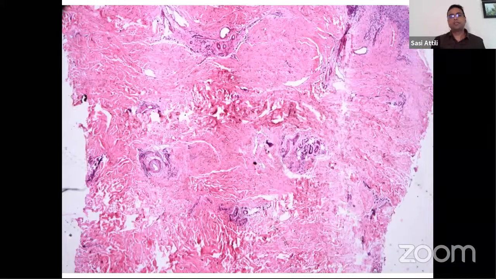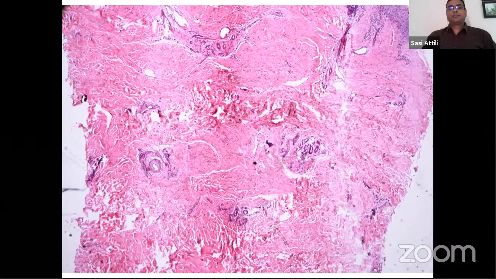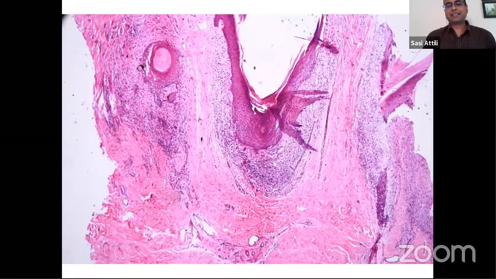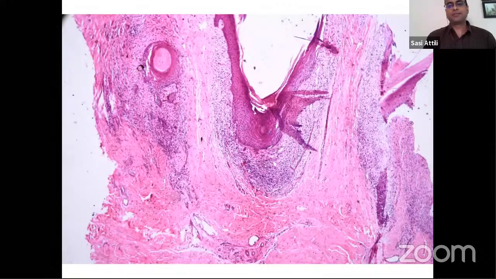Type it in your chat box, please. You can either just type the diagnosis directly. The first answer, Dr. Venkat. So far, no one has written yet to receive the answer. Yes. It's an easy diagnosis. Probably the presence of interface dermatitis, the presence of lichenoid infiltrate is what is confusing you here. All right, I'll give out the answer.